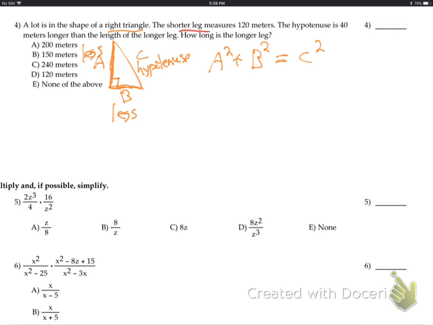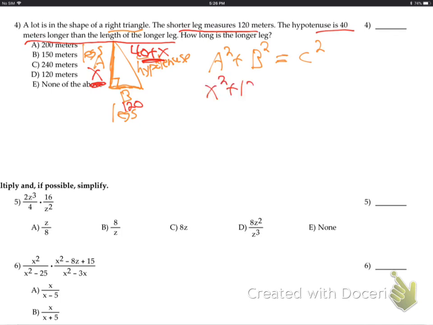Okay, the shorter leg measures 120. So this one's 120. The hypotenuse is 40 longer than the longer. So this hypotenuse is 40 plus x, and this is x. Did you track with that? 40 longer, 40 plus x, that's hypotenuse, and the other one is x. Remember, one of the three is always simply x. Okay, let's plug them in.